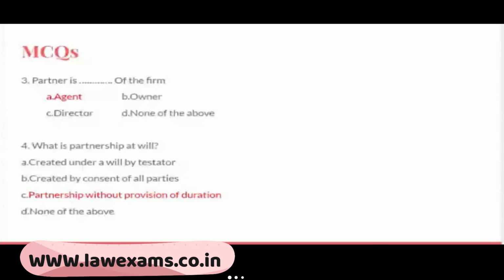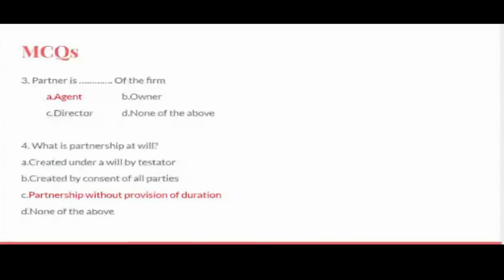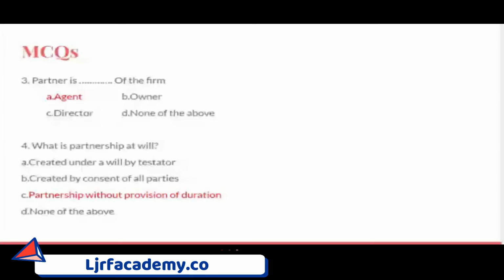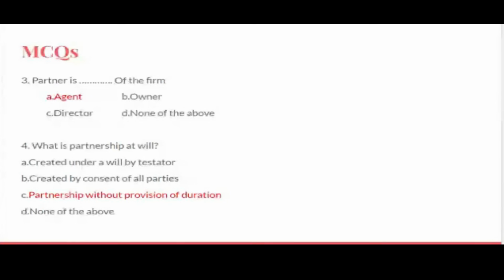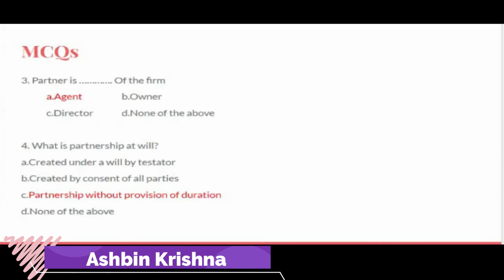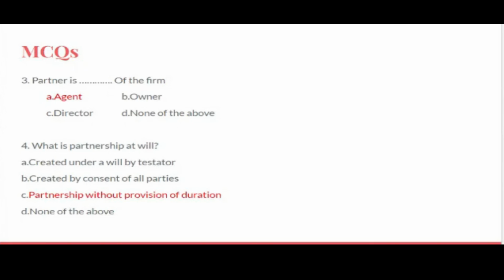Now, a partner is dash of the firm: agent, owner, director, or none of the above. That is agent. As we mentioned earlier, the prime principle in the Partnership Act is the mutual agency principle. That is, a partner is an agent of the partnership firm as well as an agent of the other partners.